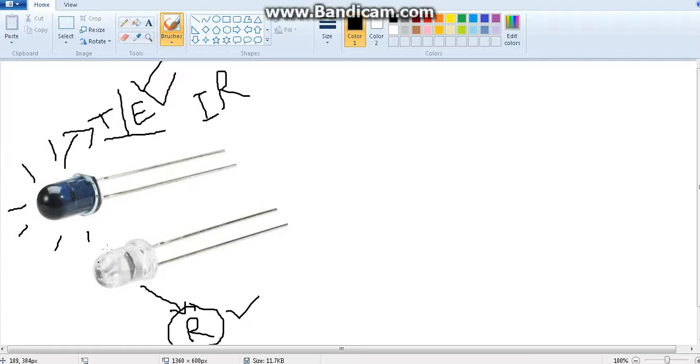Which guy is capable of that? I was not sure whether my mouse cursor was visible earlier. Now it is visible. So this guy is the receiver. He will be able to receive the IR rays that are coming from this emitter. So he is capable of receiving the rays.